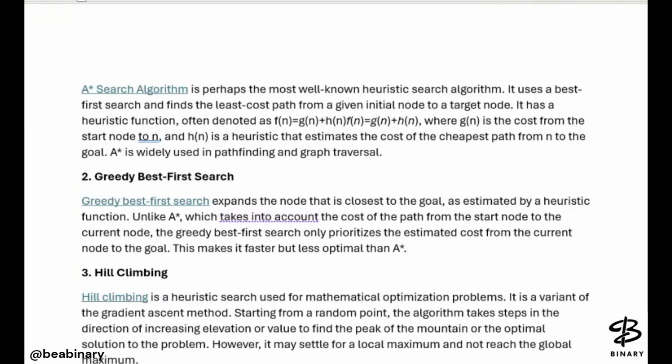How? What does A* do? It works on the cost of the path from the start node to the current node. But best first search works by prioritizing the estimated cost from the current node to the goal state. That means it can work fast, but the optimal solution will be provided by A*. We will discuss all these algorithms in detail.